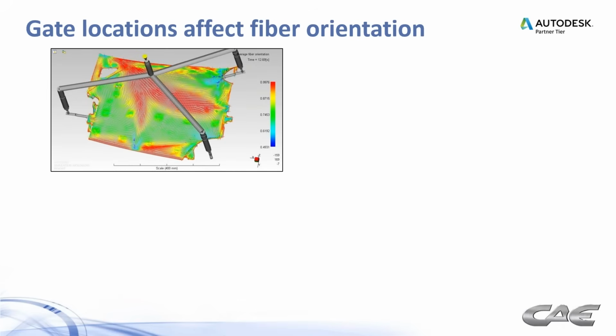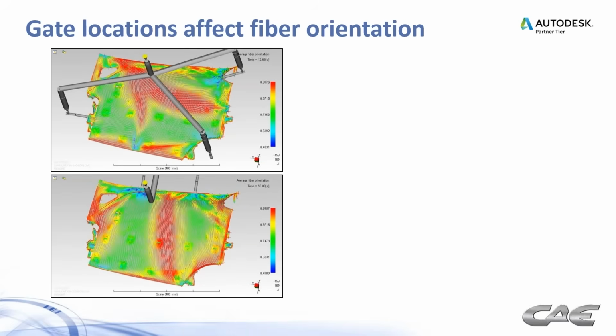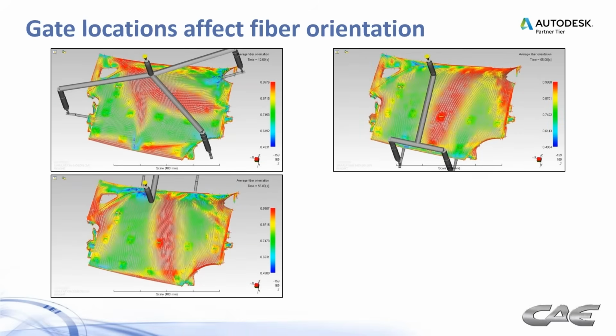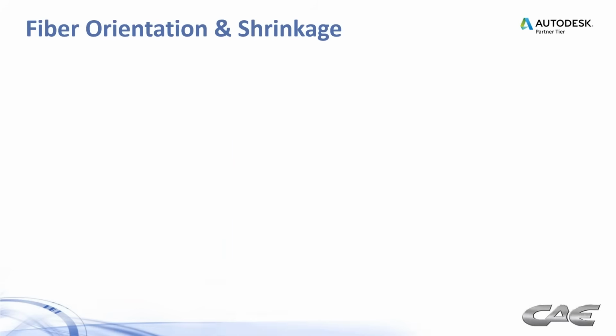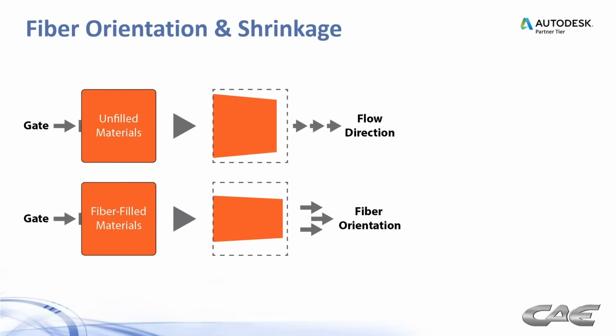As I mentioned, this is a long glass fiber filled material, and we have the ability in Moldflow to predict the fiber orientation pattern. So for all these different scenarios, the 3-gate, the 2-gate on top, 2 gates on bottom, and the 3 gates on the side, you can see how the fiber orientation plays out. And that fiber orientation matters to the shrinkage.